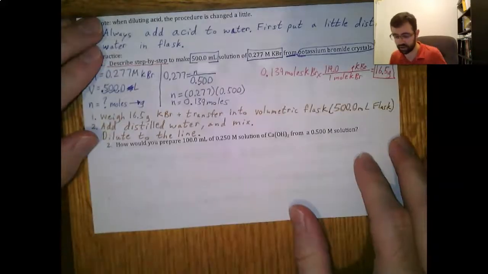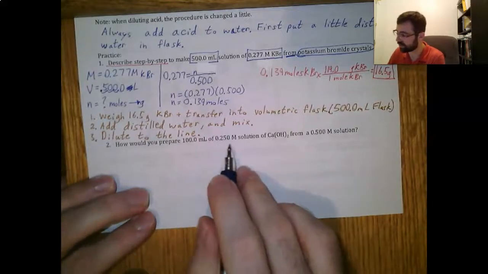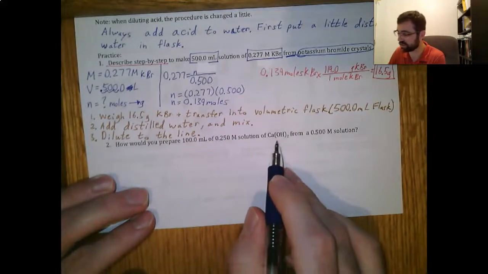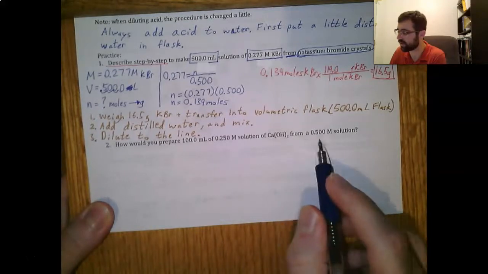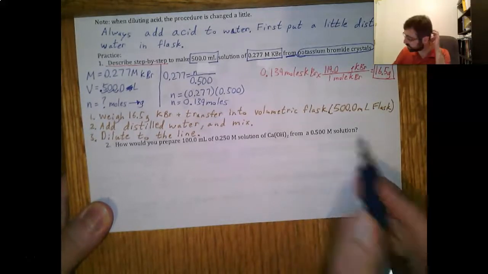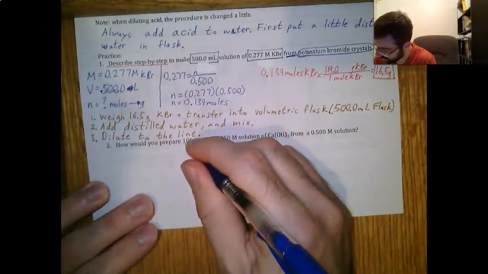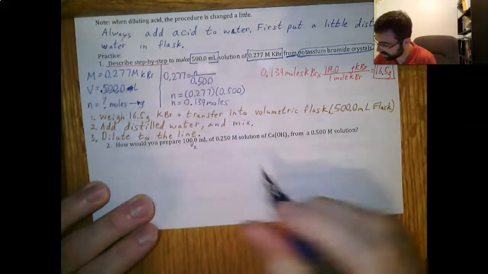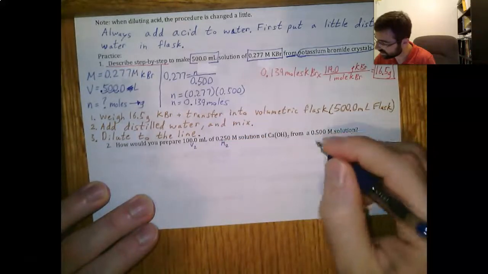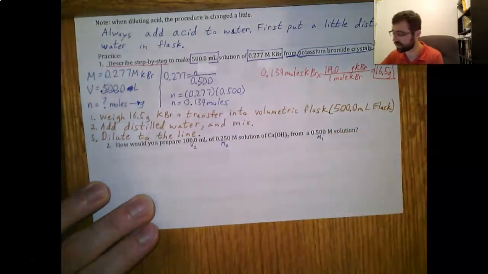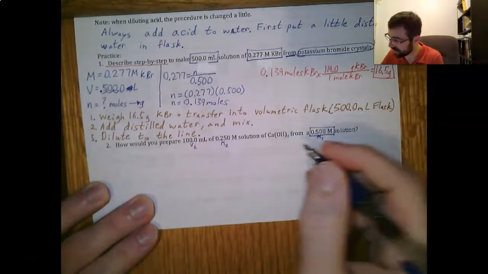How would you prepare 100 milliliters of 0.250 molar solution of CaOH? Okay, but what are we making it from? From a 0.500 molar solution. All right, so this is the desired volume, V2. This is the desired molarity, M2. Okay, this is M1, it's my stock solution, because it's what I'm making it from.